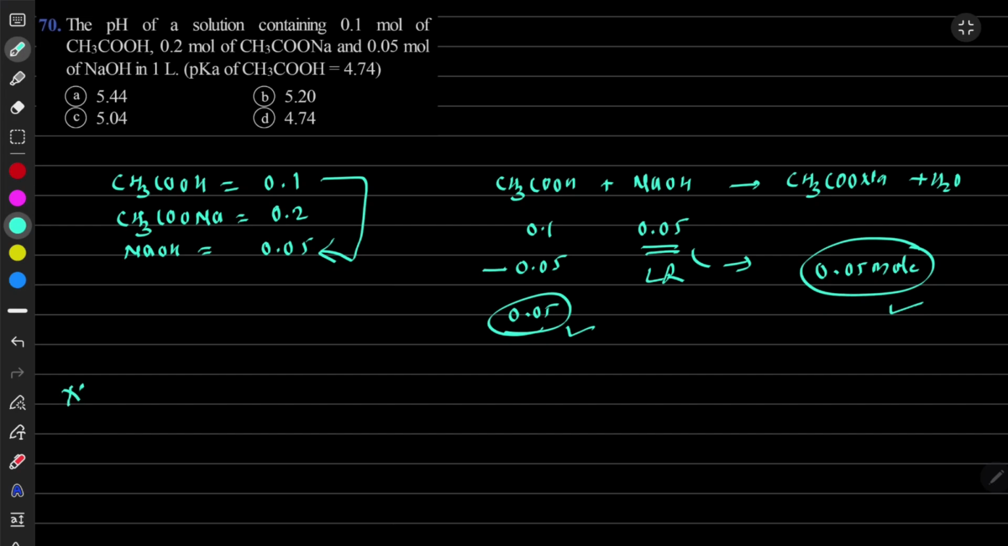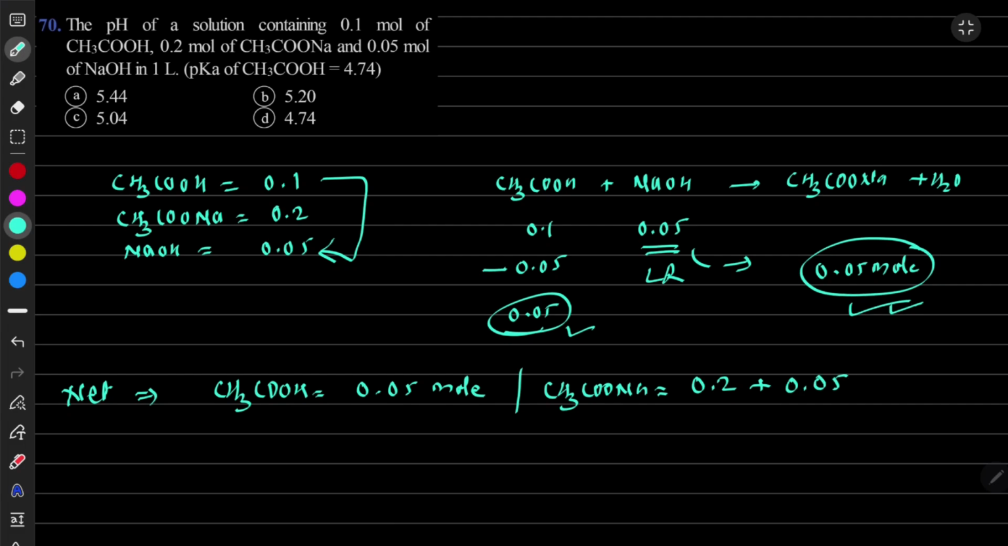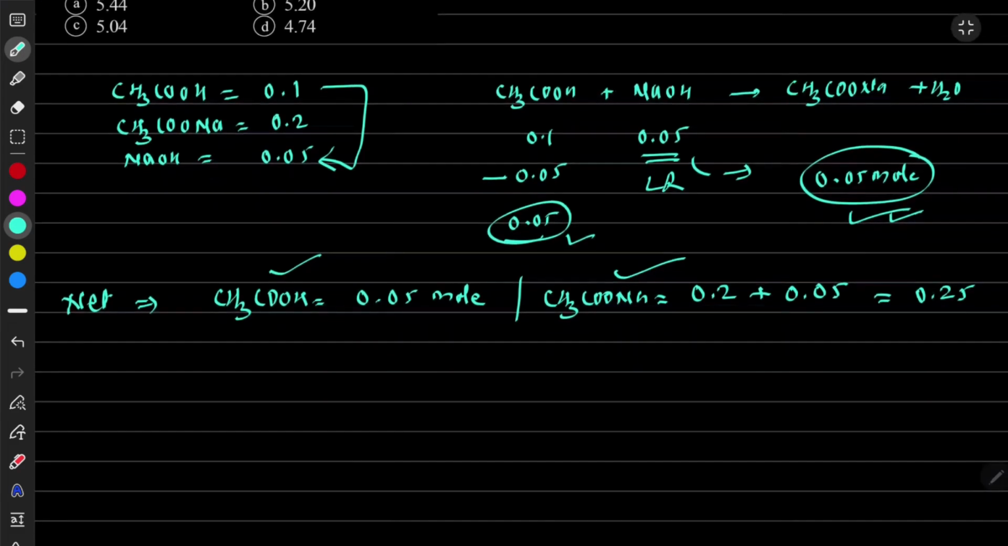So what will be the net result you have? The net result will be that total acetic acid now will be 0.05 moles in a 1 liter solution. And how much sodium acetate remained? Sodium acetate was already 0.2, and additionally this 0.05 has come. So this comes to be 0.25. These are the concentrations of the weak acid and the salt of the weak acid, which results in a buffer. So it is an acidic buffer, so what will be its pH?